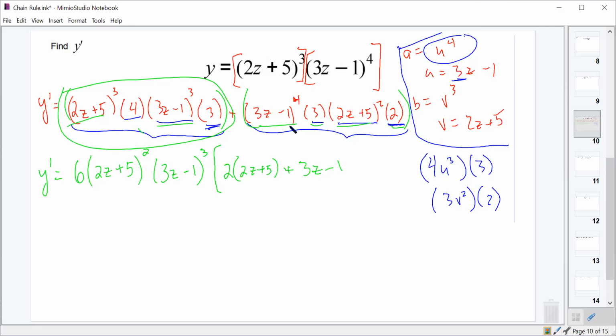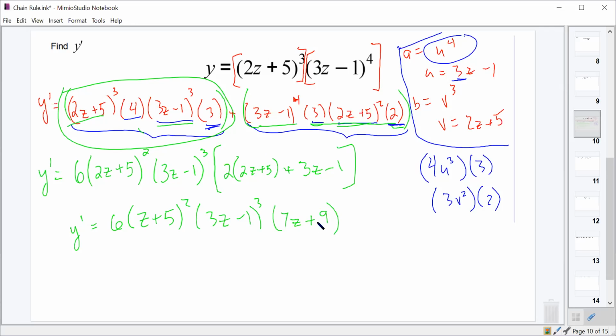And I took out 2z plus 5 squared. So I took out everything else. So that's our last term. Everybody okay with that? Yep. Cool. So we end up with y prime equals 6 times 2z plus 5 squared times 3z minus 1 cubed. And then this becomes 4z, right? Plus another 3z, which is 7z. And then plus 10 minus the 1, so plus 9.